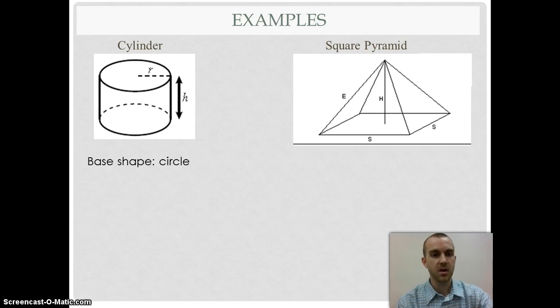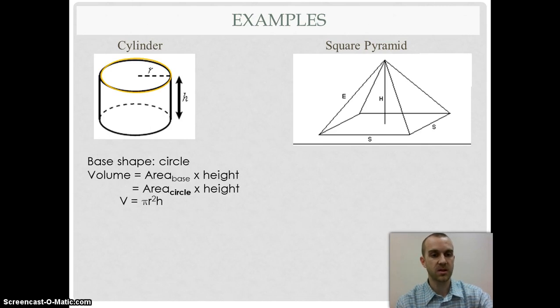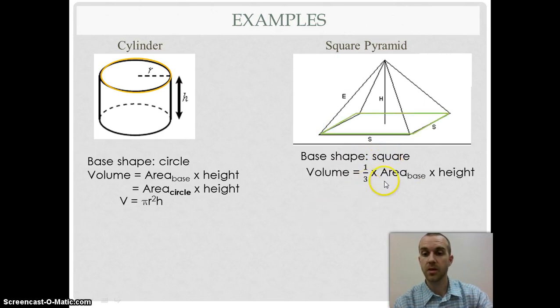So for a cylinder, we know the base is a circle. We know that we said for a prism that the volume is the area of the base times the height. Our base is a circle, and the area of a circle is pi r squared. So you'll find pi r squared h as the common formula for a cylinder. With a square pyramid, we know the base is a square. We know the formula in general is 1/3 times the area of the base times the height. Well, the area of a square would be, in this case, s times s, length times width. So we could say the volume of a square pyramid is 1/3 s squared h.